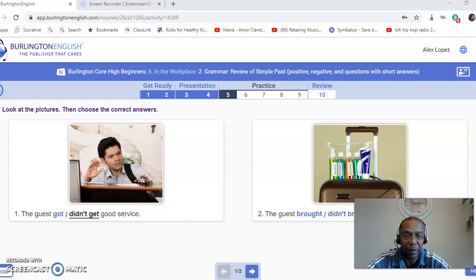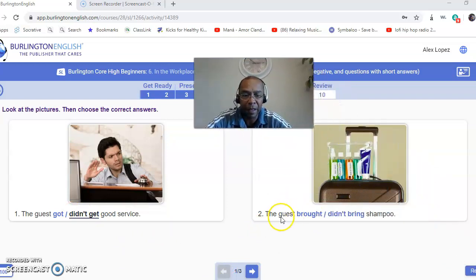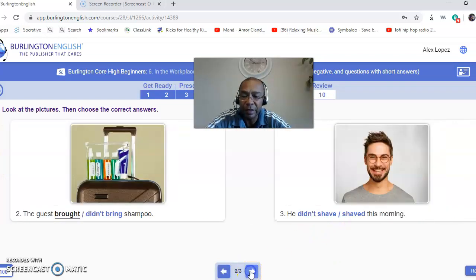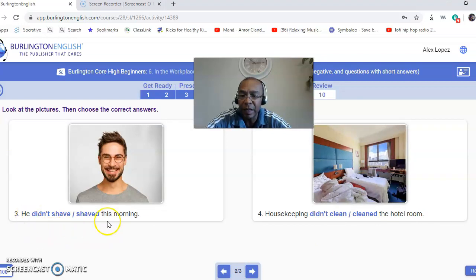Next one right here. The guest brought or didn't bring shampoo. I think they did, right? There's enough shampoo right here. Very good. Let's go to the next one. Look at this gentleman. He looks very happy, doesn't he? He didn't shave. Oh, he shaved this morning. It doesn't look like he shaved, right? So he didn't shave. Notice that you didn't have to do anything here because you have didn't, right? The second verb stays in its infinitive form. So the answer is he didn't shave.